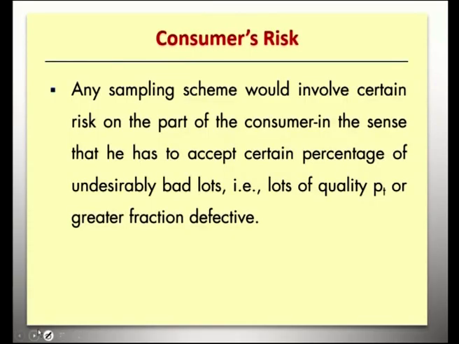Any sampling scheme would involve certain risk on the part of the consumer, in the sense that he has to accept a certain percentage of undesirably bad lots. So, when the consumer has accepted the bad lot, it is actually a kind of error, and when he accepts undesirably bad lots, that is lots of quality PT, PT is actually the rejecting quality level, and when he accepts that kind of lots, then that risk goes back to the consumer.